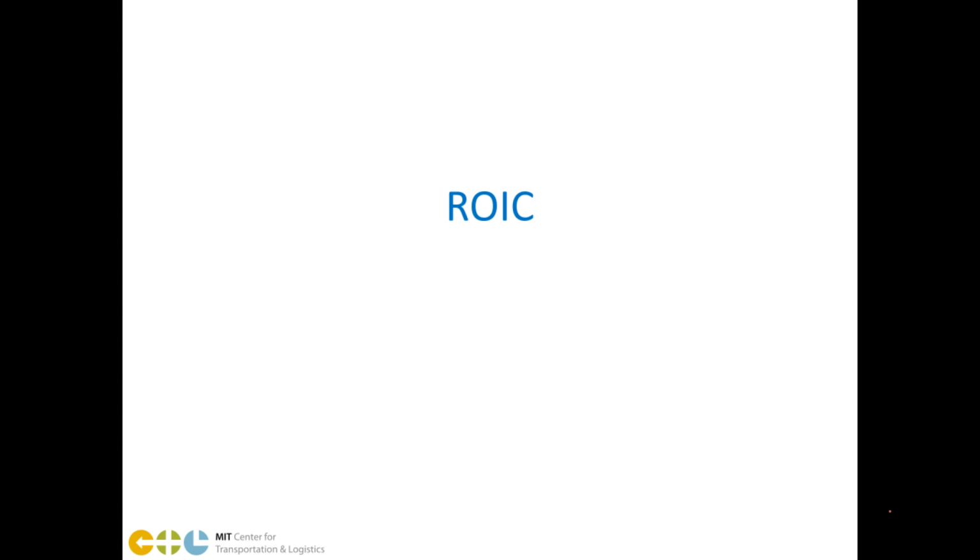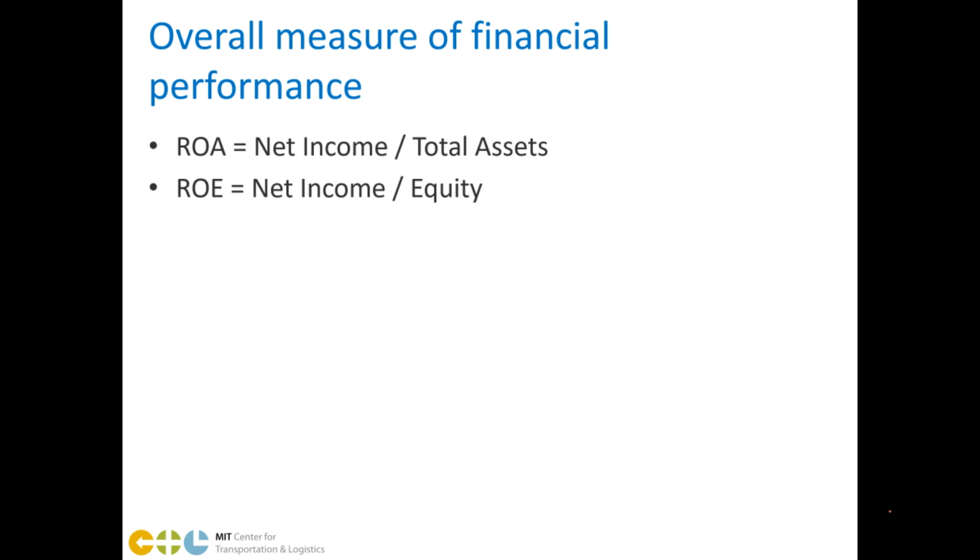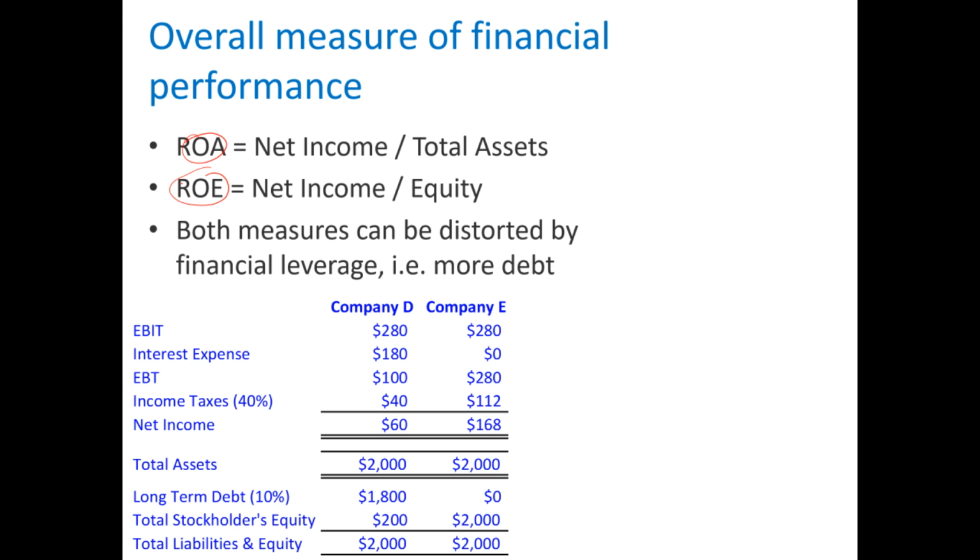This segment has an obscure title, ROIC. It is an acronym, and I'll leave you in suspense a little bit as to what it stands for. But I'm going to motivate this by talking about some overall measures of financial performance, some ratios that are typically used. Return on assets, which is our net income over total assets, and return on equity, which is the net income over total equity. And these measures can have some flaws, especially when there's a lot of debt in a firm. So I'm going to use a simple example here.